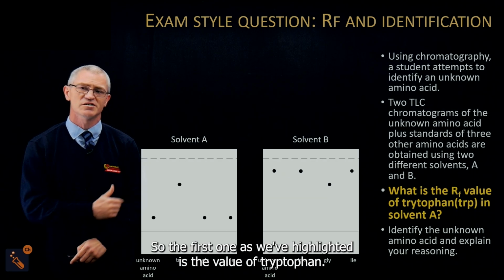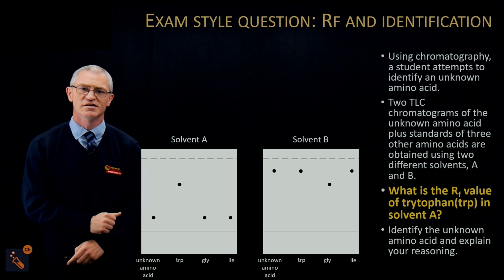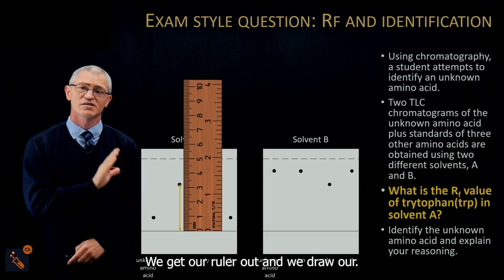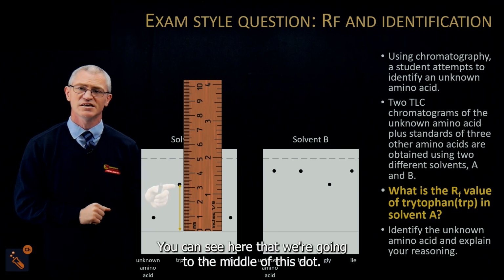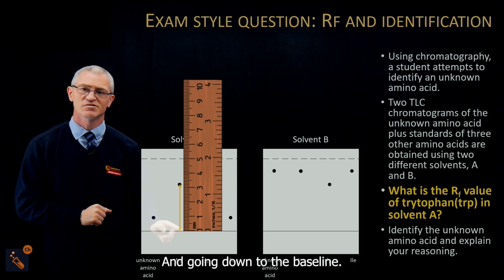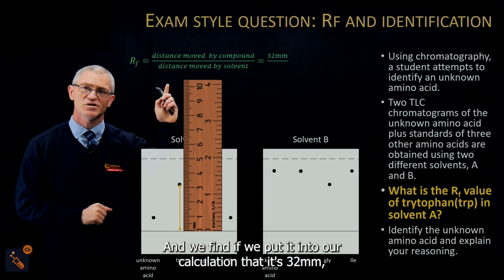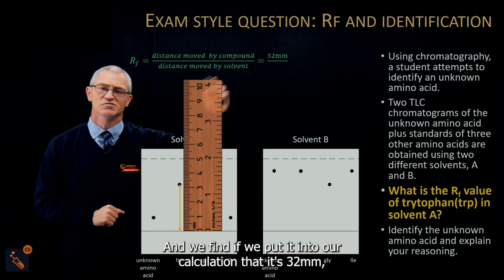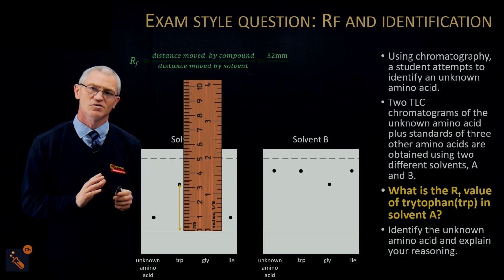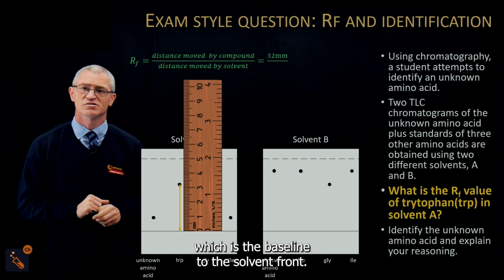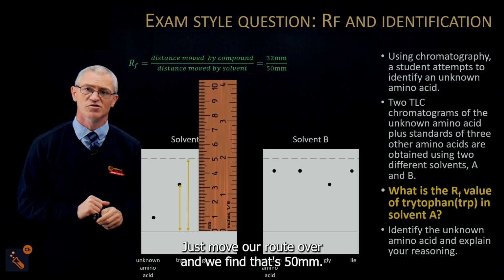So the first one, as we've highlighted, is the RF value of tryptophan in solvent A. So we're going to use solvent A here. We get our ruler out and we draw our arrow. You can see here that we're going to the middle of this dot, that's the really key point, and going down to the baseline. And we measure that and we find it's 32 millimeters. We then do the distance moved by the solvent, which is the baseline to the solvent front. Just move our ruler over and we find that's 50 millimeters.